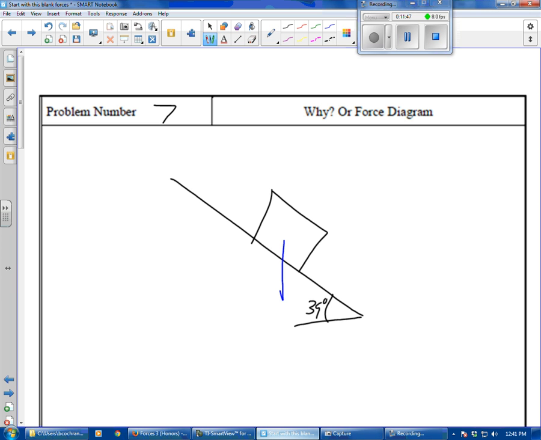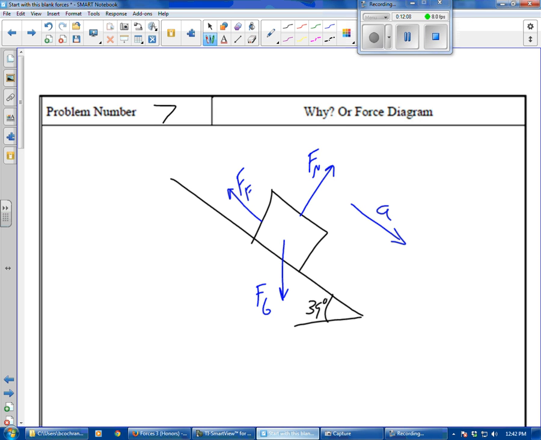See that we'd have a gravitational force down, a frictional force up, a normal force like that. Tells us we're accelerating. Yeah, that should be your force diagram.